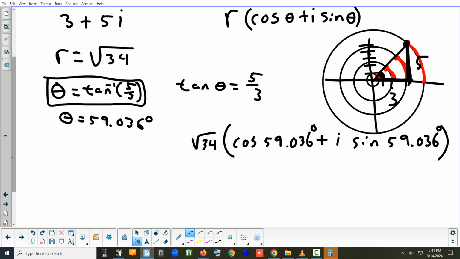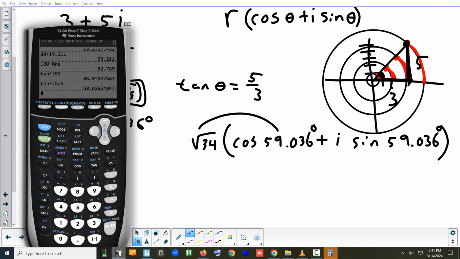Well, what would be your first step if you wanted to try to do all this out? Would you put the square root of 34 into the cosine of 59.036 and the I sine of 59.036? Yeah. Distribute. Yep. That's the word. I just couldn't think of the word for it. So let's distribute that out.